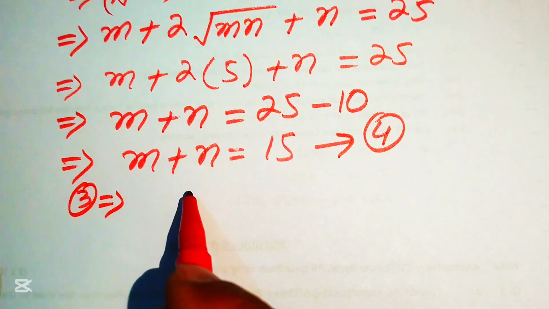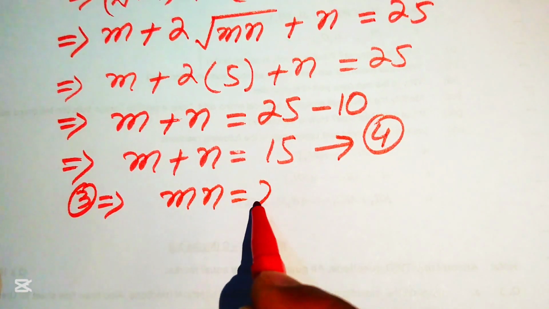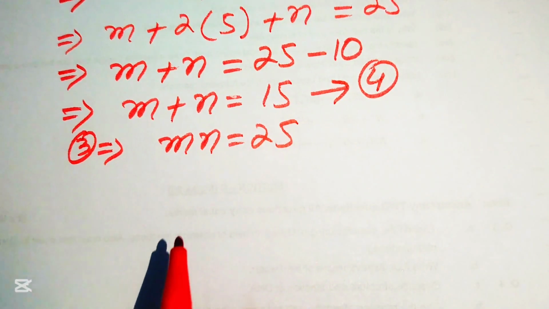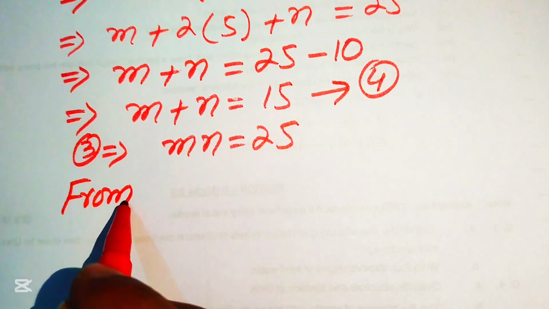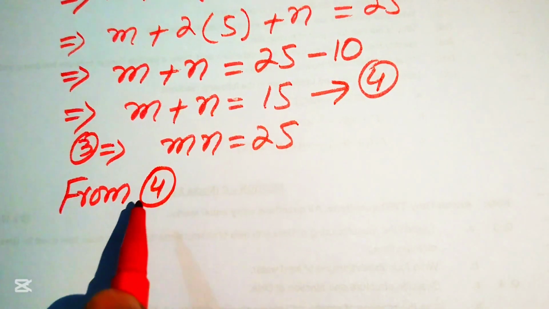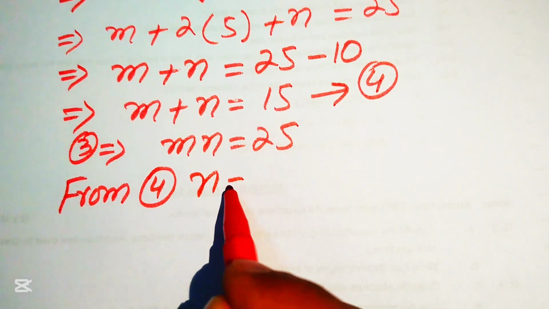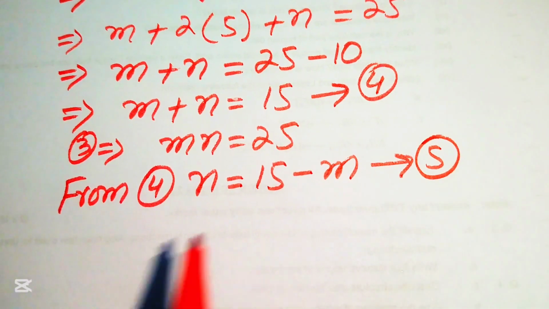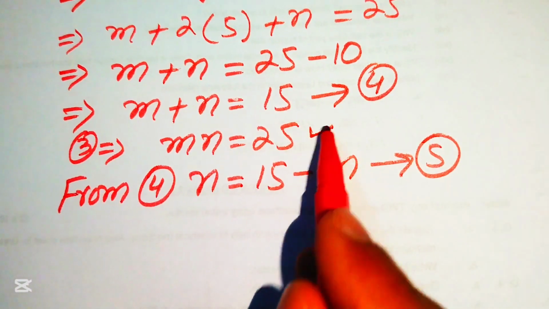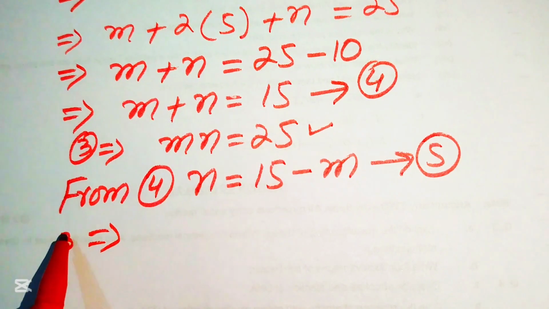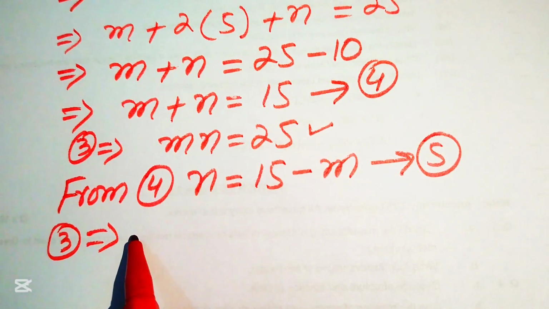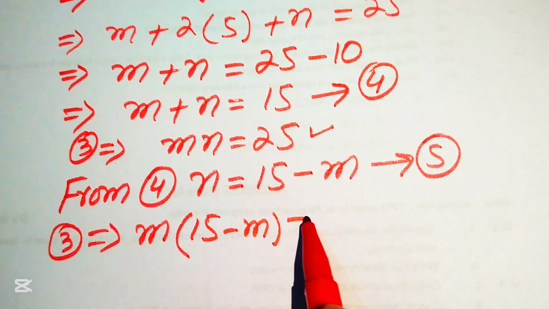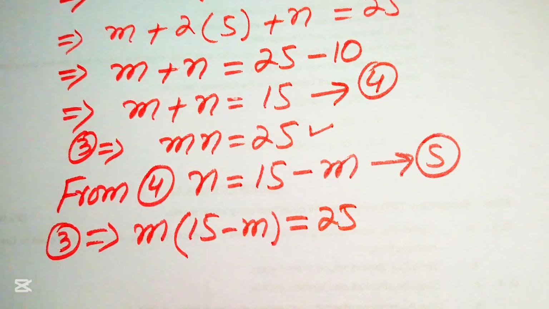Our equation number 3 implies that mn equals 25. We need to solve these two equations and we easily get the values of m and n. First we focus on equation number 4. From equation number 4 we move this m to the right-hand side and it becomes n equals 15 minus m, and we call this equation number 5. We substitute this value of n in equation number 3, so m times n, where n is 15 minus m, equals 25.